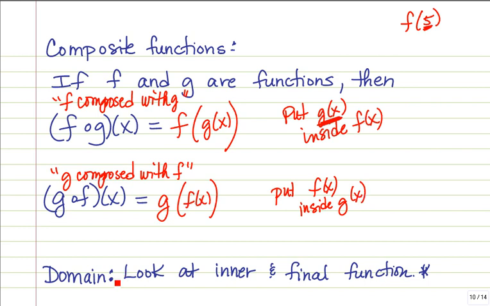Now when we talk about the domain of the composition of functions, it's kind of confusing, but as long as you remember this general rule, you'll get it right all the time. You have to look at the inner function. The inner function has to be defined, and then the resulting function has to be defined. So as long as you consider the restrictions with the inner function and the final function and find the intersection of those two, then you will have the domain of the composition of functions.